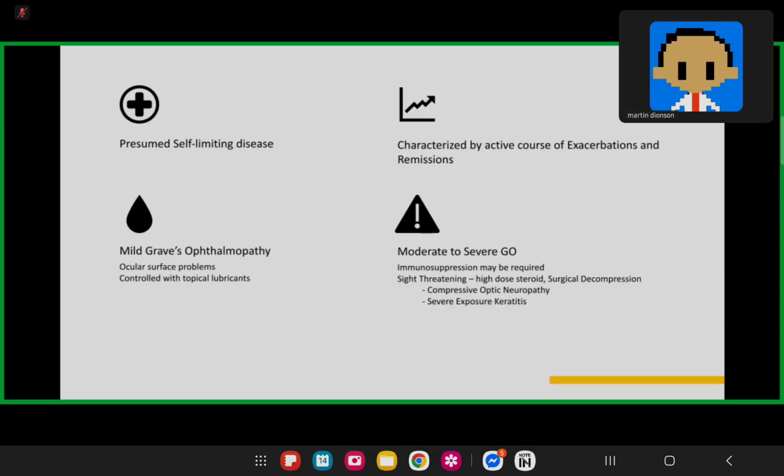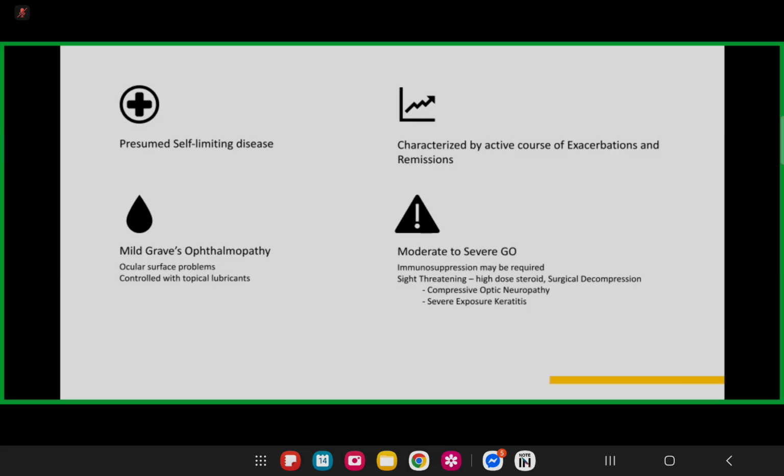So once you have moderate to severe Graves' ophthalmopathy, then immunosuppression may be required. So more than just surgery, more than just medications with steroids or anti-thyroid hormones, immunosuppressant therapy would be required. That won't be discussed here now. We're only tackling the basics of the management of thyroid eye disease.